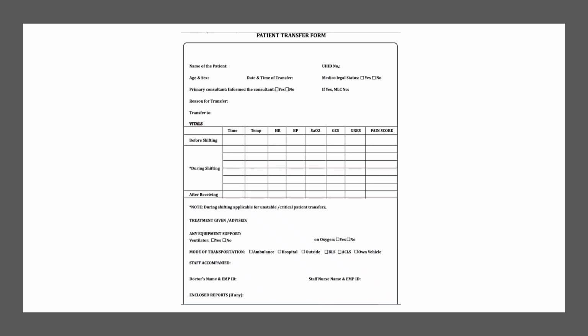Then whatever treatment was given or advised, any equipment support required, any ventilator or oxygen support, and the mode of transportation should be written. Then the accompanying staff, the doctor's name and employee ID, and the staff name and employee ID should be there, then any reports. So this is the patient transfer form.